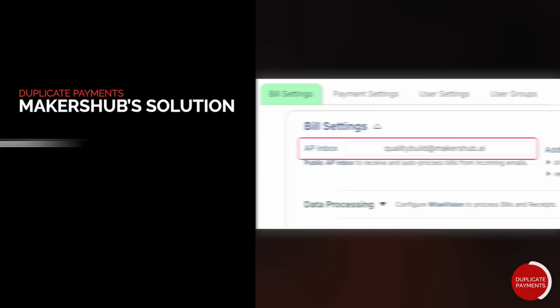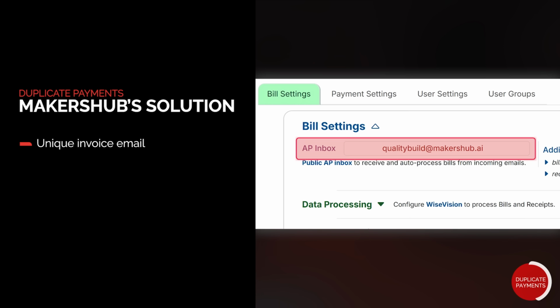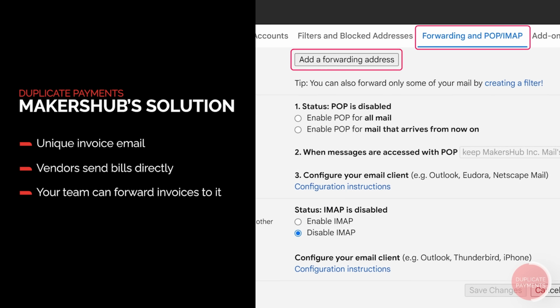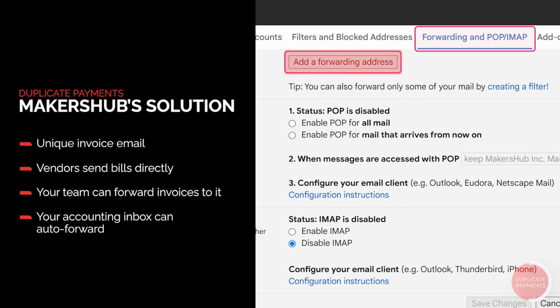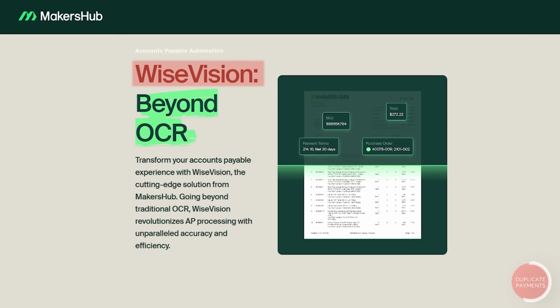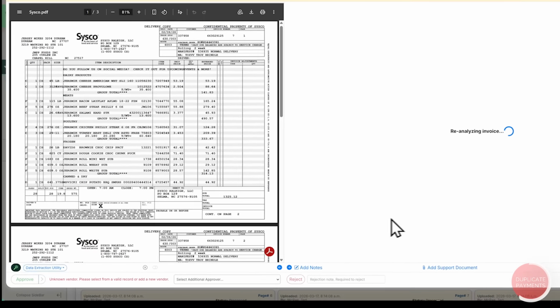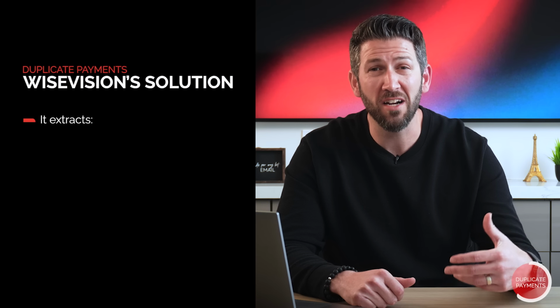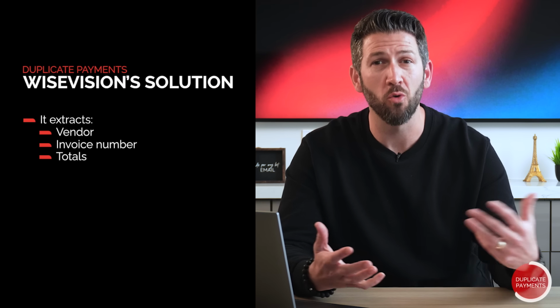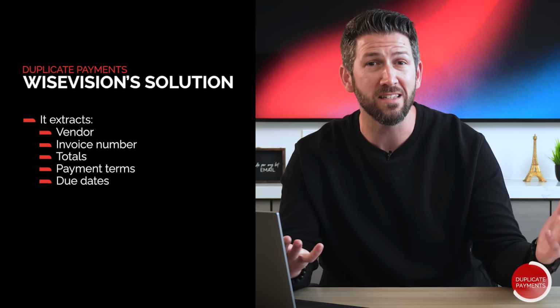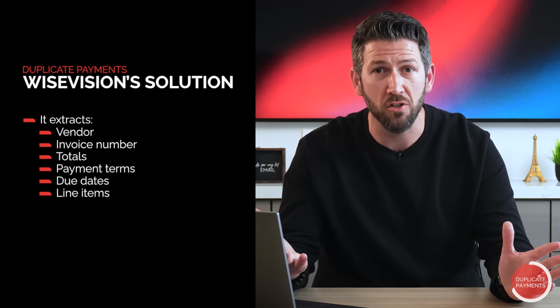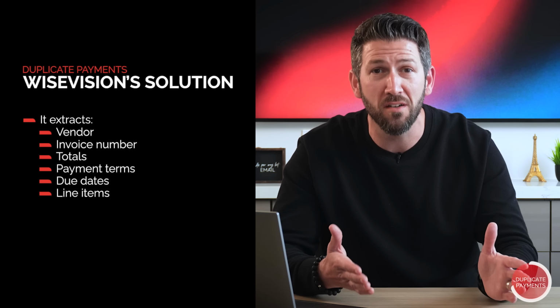It starts with how invoices actually enter the system. Every MakersHub account gets a unique email address for invoices. So vendors send bills directly to it. Your team can forward invoices to it, and your accounting inbox can auto-forward to it. Once your invoice arrives, Wise Vision, MakersHub's proprietary AI engine, reads the document. And this is not basic OCR. It extracts the vendor, invoice number, totals, payment terms, due dates, line items, everything you could imagine. It actually understands the structure of the invoice.